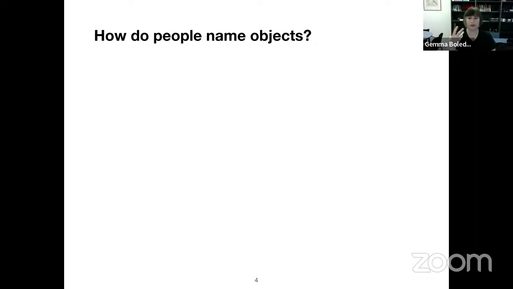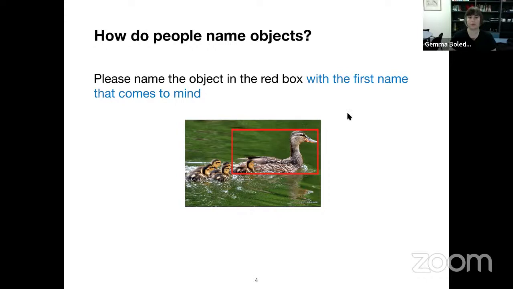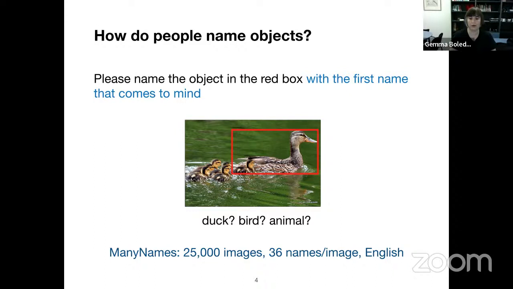Let me start with a little experiment. If I ask you to please name the object in the red box with the first name that comes to mind, if you're speakers of English, you will probably respond duck, or bird, or maybe animal, although that's unlikely. So what we did is to pose this same question to a ton of people, and we gathered 25,000 images with 36 names per image in English. We'd like to expand to other languages. For the moment, it's only English.